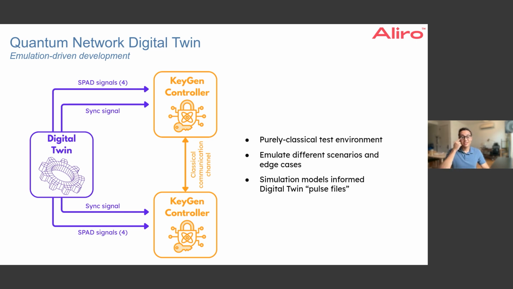And finally, there's this nice path from simulation to emulation, right? We spoke about these simulated models that are really at the edge of what theory tells us. And we can trust our simulations. But we can also feed those simulations into this emulated environment, feed that into the digital twin. And all the digital twin is doing is essentially playing these pulse files. It's emulating the pulses that we expect from our detectors at Alice and Bob. So these are some really nice kind of features of the digital twin we've developed.